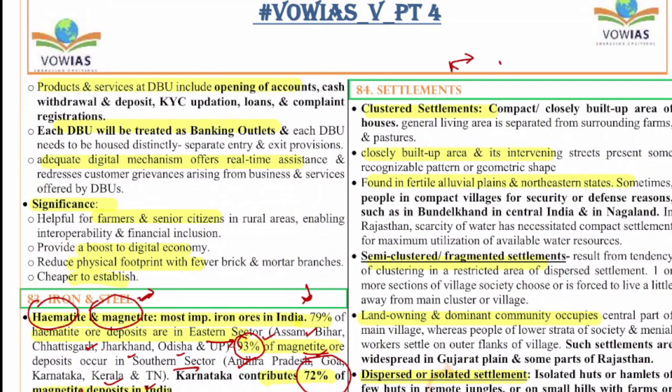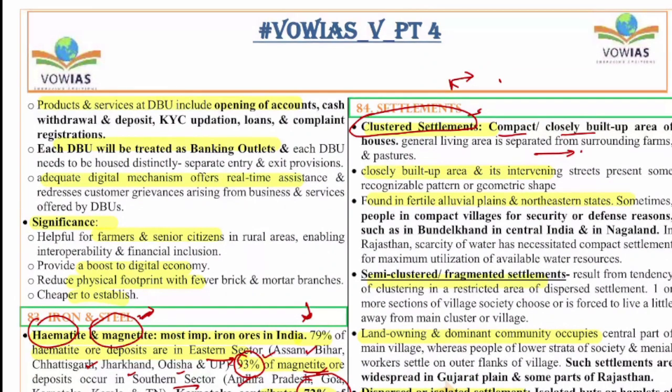So first is the clustered settlements. Clustered settlement means compact, closely built areas of houses. Generally the living area is separated from the surrounding farms and pastures. So here people live in clusters like this, separated from the surrounding farms and pastures. They closely build up the area, and its intervening streets are present in some recognizable or geometric shapes. They are found in the fertile alluvial plains and northeastern states.